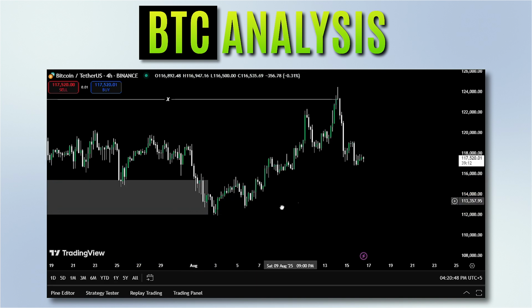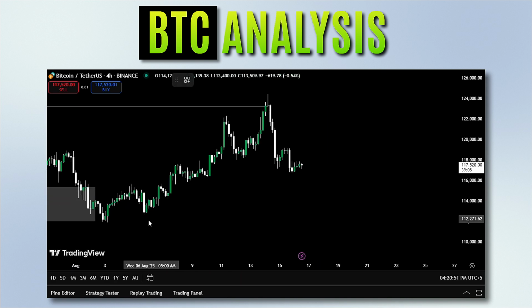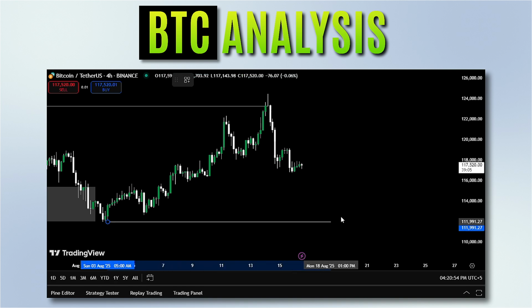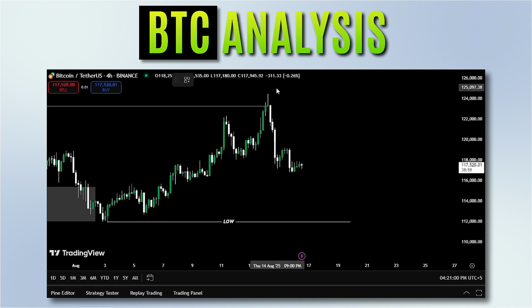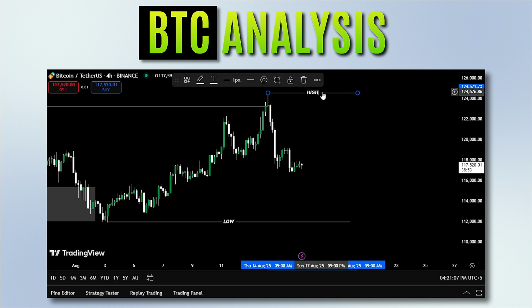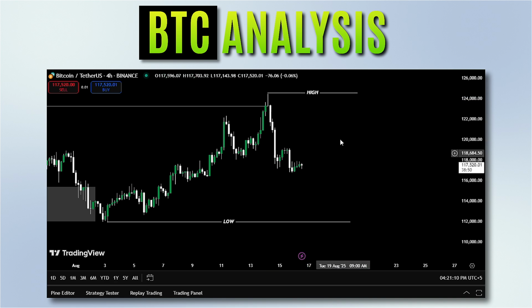Moving to the 4-hour chart, our goal is to identify liquidity and find a more refined entry point. The image shows a clear uptrend. We have a series of higher highs and higher lows, and another BOS occurred. The market then formed a clear liquidity trend line. This is essentially a series of lows that have been created.